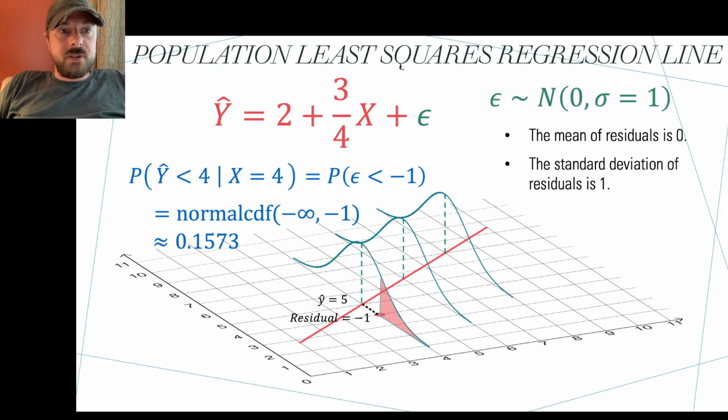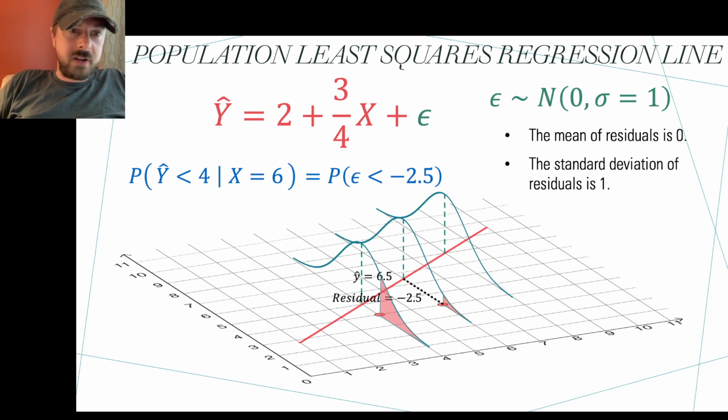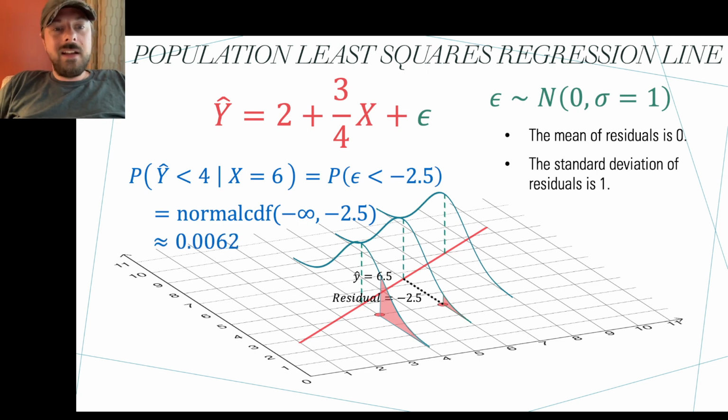Well, what would be the residual for x equals 6? Once again, if y equals 4, well, that's even further below the prediction line. And so there I would have expected 6.5. That would mean 4 would give me a residual of -2.5. And the probability of getting a residual less than -2.5, you can see I shaded in there. That's a tinier area. It's only 0.0062, less than 1%, going from 15.7% to less than 1%, making it very unlikely.